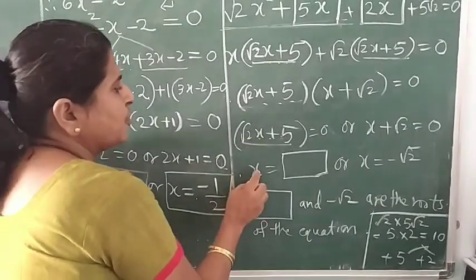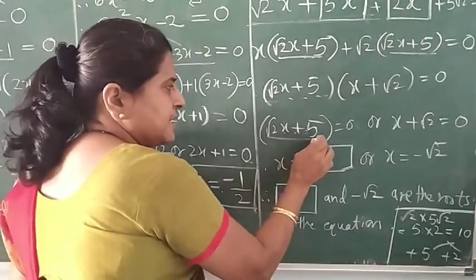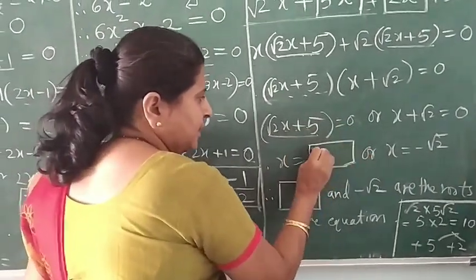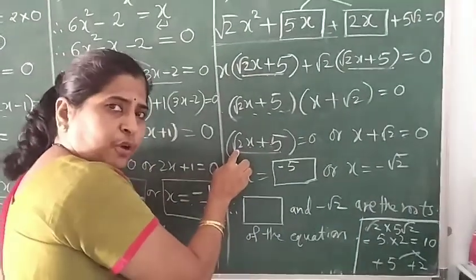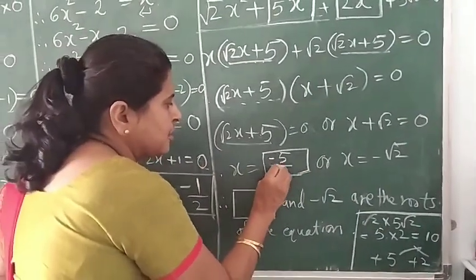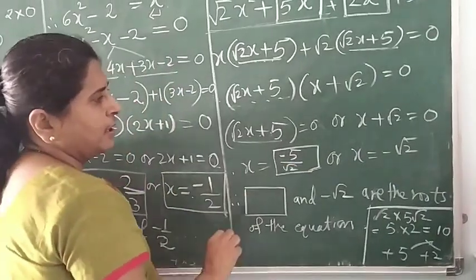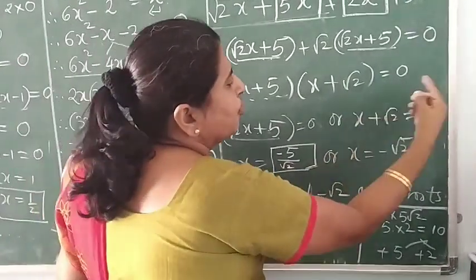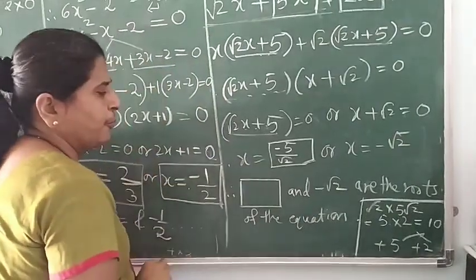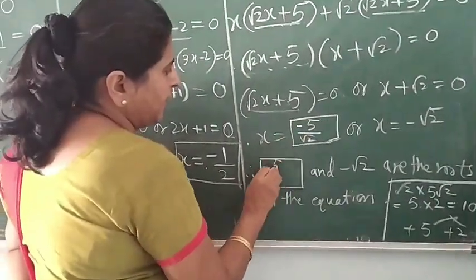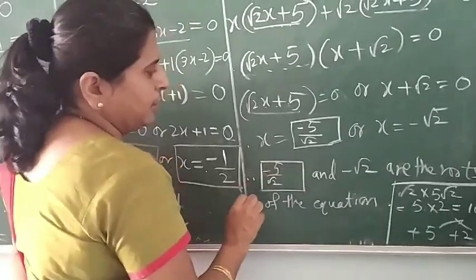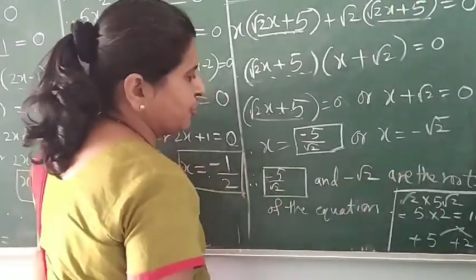Okay, so from this, what is the value of x? Now this is 0, plus 5 is going on the other side, it will become minus 5, and x is multiplied by square root of 2, so it should go under square root of 2. And here plus square root of 2 goes to the other side, minus square root of 2. That's why you have to write minus 5 upon square root of 2 and minus root 2 as the roots of the equation.